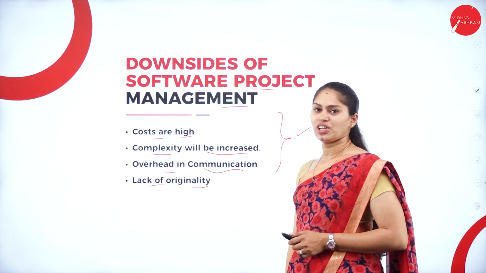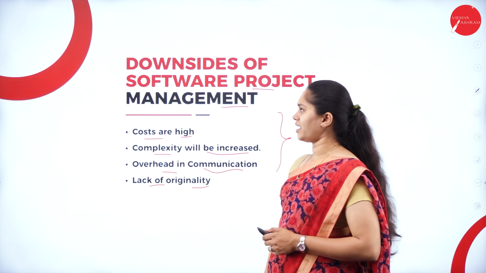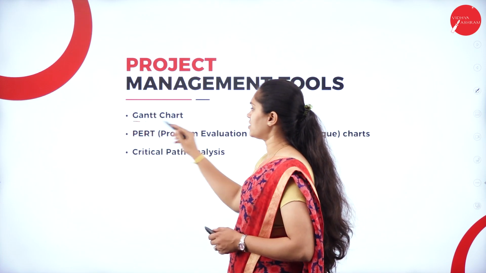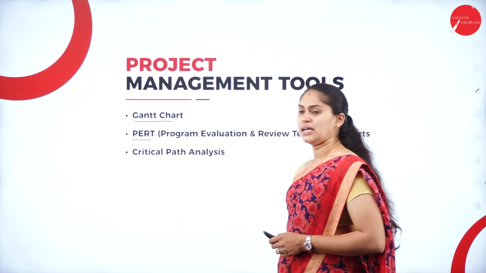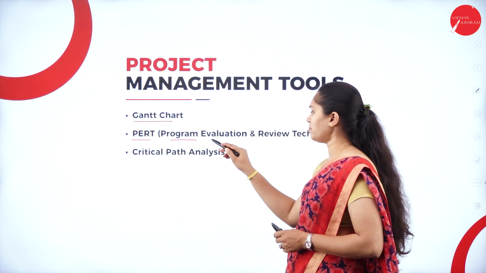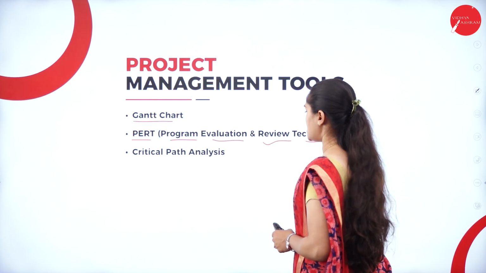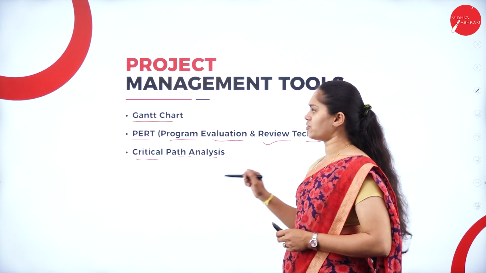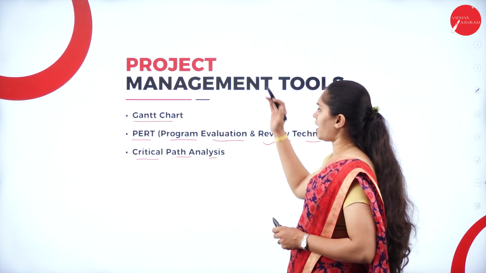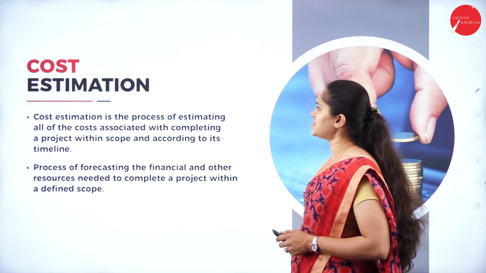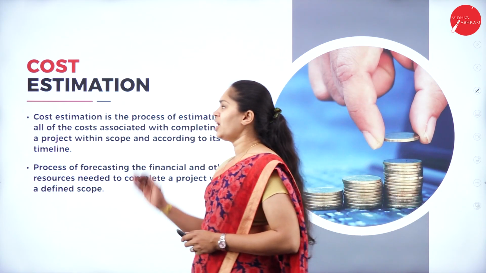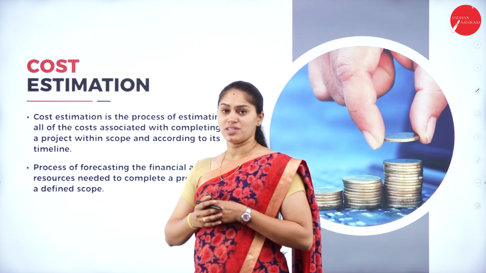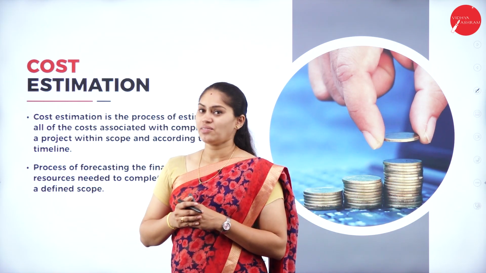How are we going to do software project management? For that we have certain tools, including Gantt charts, and PERT, that is Program Evaluation and Review Technique charts. At last we have critical path analysis. By making use of these tools, we can manage the project. Next, we'll see the next topic, cost estimation. Till now we know how we are going to manage a project. Then who is going to give the money for this?